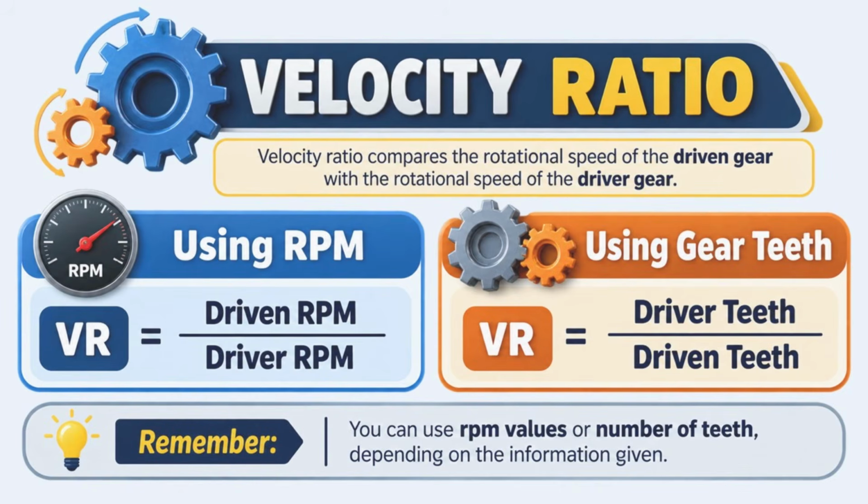Instead, it gives you the number of teeth on the gears. For 2 meshing gears, we can then calculate the same velocity ratio using the formula velocity ratio equals driver gear teeth divided by driven gear teeth. So, velocity ratio can be calculated using either rotational speeds in revolutions per minute, RPM, or the number of teeth on the gears. Both methods should give the same answer.